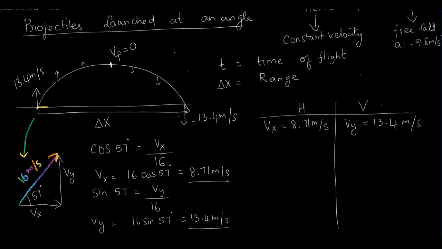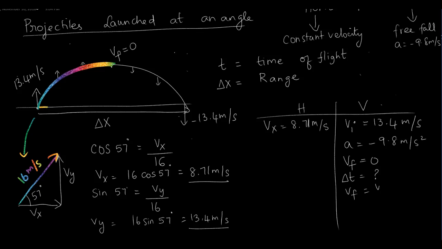So I can make use of this knowledge in order to solve for the time. My Vi, the initial velocity, is 13.4. My acceleration is negative 9.8 meters per second squared. And I'm going to set my final as 0. That means I'm only going to look at this part of the projectile. And since I have 3 variables, this allows me to solve for the 4th variable, time.